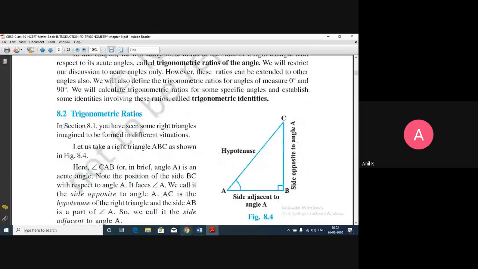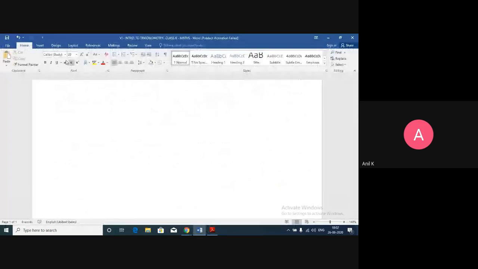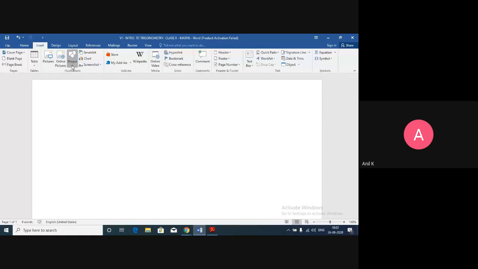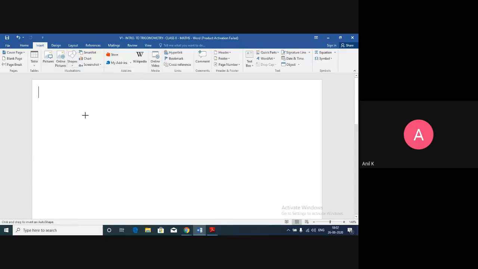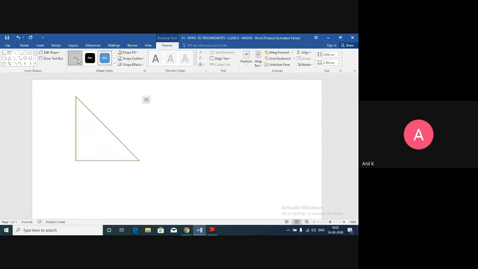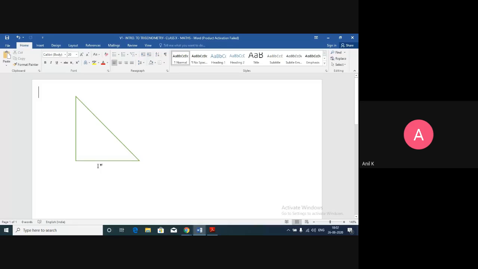So before I go for the trigonometric ratios, let me revisit the triangle. So what is a right angle triangle? If I consider any right angle triangle, if this is 90 degrees here, opposite to 90 degrees, the hypotenuse, I think everybody knows that we call this the hypotenuse. So we can represent hypotenuse as h.